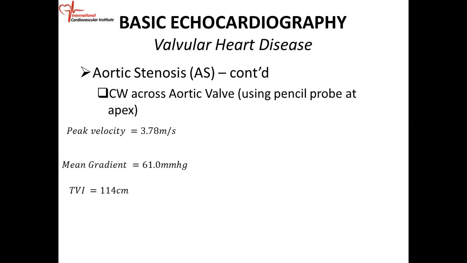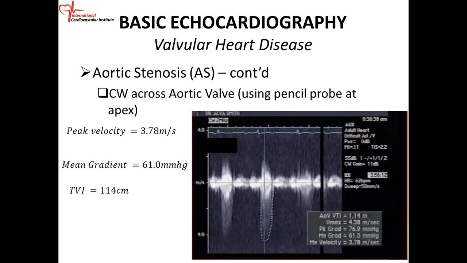And then from this window, you can see that the peak velocity is 3.78 meters per second. The mean gradient is 61. So the window you choose will give you different values for the peak velocity and the mean gradient, which will affect how significant the valve is. So you don't want to use one window and give the patient a lower valve area than they really have. So multiple windows, very important, okay?